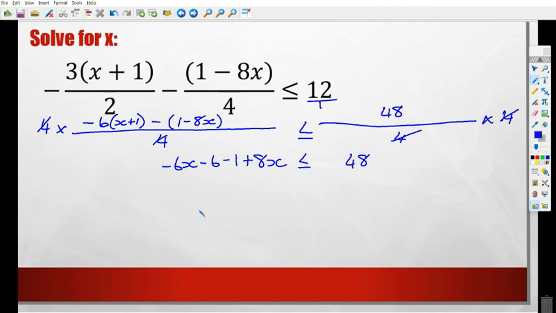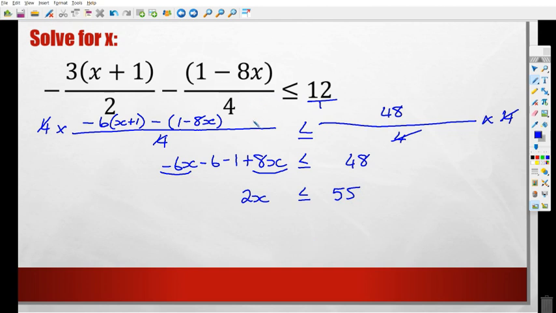Now I want all my x's on one side and all my numbers on the other side. I'm going to keep my x's on the right side. So let me just add them quickly. I've got 8x minus 6x, which is just 2x. Then I've got the 48, and I'm going to add 6 and add 1, so technically I'm adding 7. What is 48 plus 7? It's 55, very good.